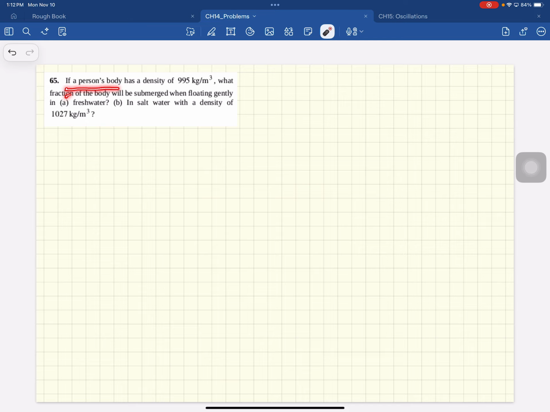Okay, in this problem, a person's body has a density of 995 kg per meter cube. What fraction of the body will be submerged when floating gently in fresh water? The density of fresh water is 1,000 kg per meter cube.